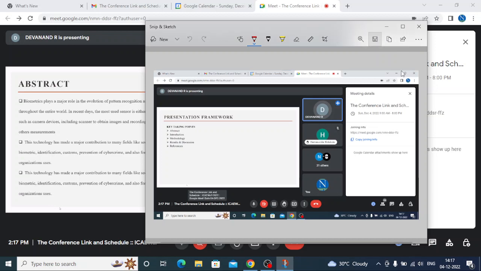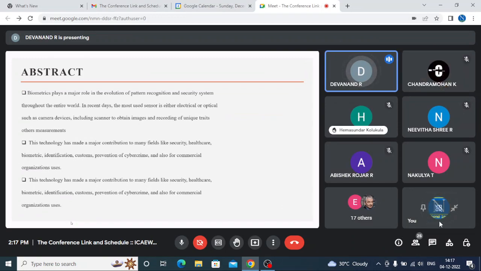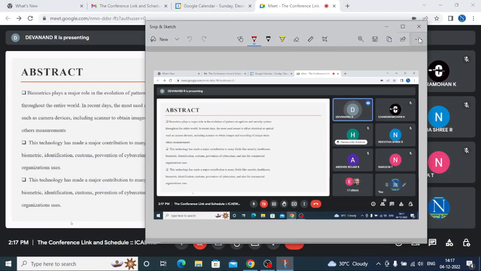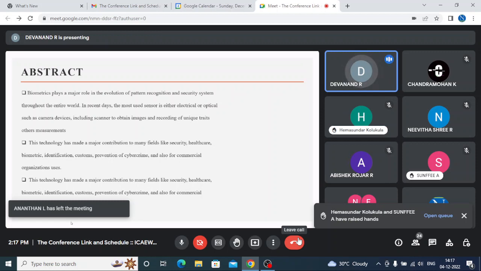Abstract. Biometrics plays a major role in the evolution of pattern recognition and security systems throughout the entire world. In recent days, the most used sensor is either electrical or optical, such as camera devices, including scanners to obtain images, and recording units for other measurements. This technology has made a major contribution to many fields like security, healthcare, biometric identification, customs, prevention of cybercrime, and some commercial organization uses. Next will be presented by Chandra Mohan, sir.